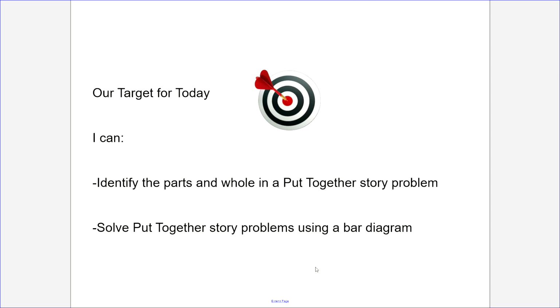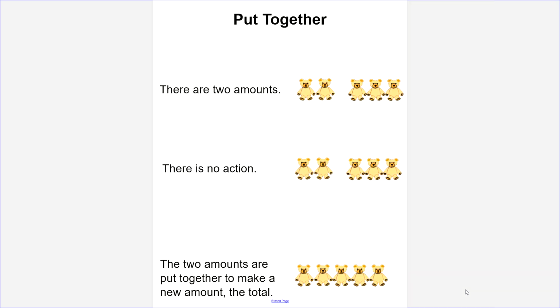Good morning, third grade. Our targets for today are: I can identify the parts and whole in a put-together story problem, and I can solve put-together story problems using a bar diagram. You know that in a put-together problem, there are two amounts. There is no action. The two amounts are put together to make a new amount, the total.